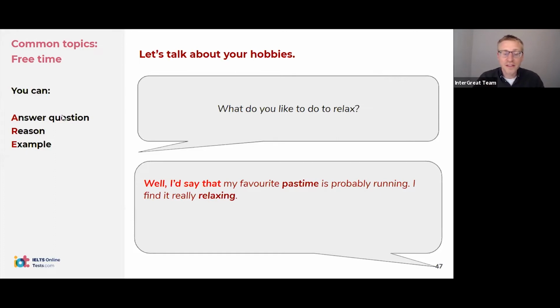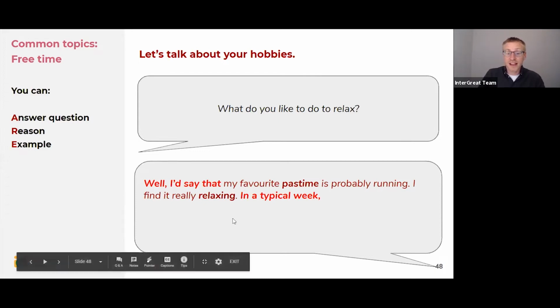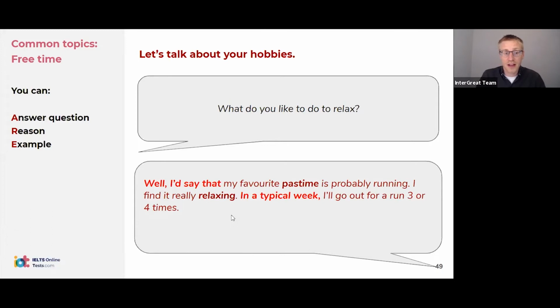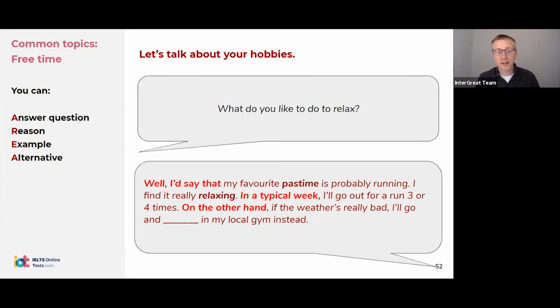Now we can give an example, okay, to develop this a bit more. And some of you have given good examples, such as it gives me time in nature, as a kid and more as an adult. Here I've said, in a typical week, I'll go out for a run 3 or 4 times. Okay, that's my specific example. I can also give an alternative, right? On the other hand, if the weather's really bad, I'll go and something in my local gym instead.